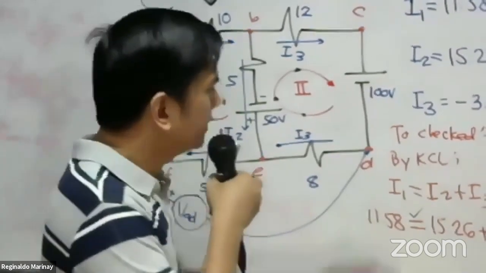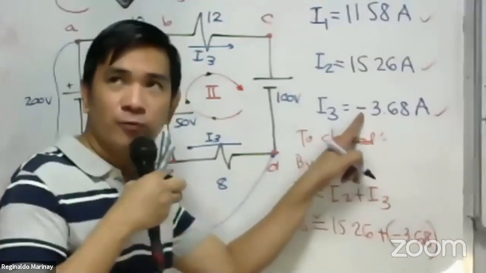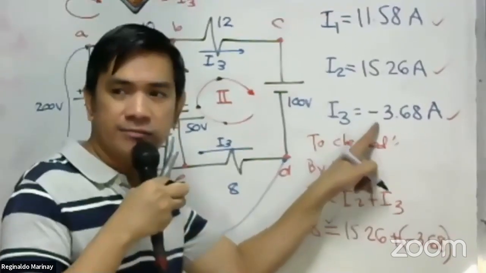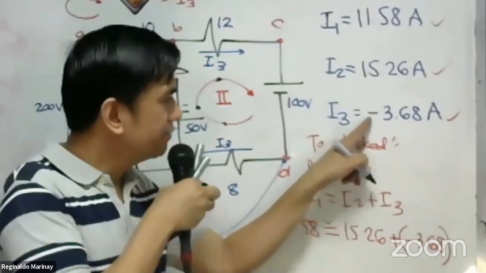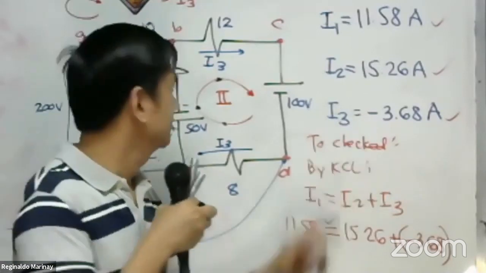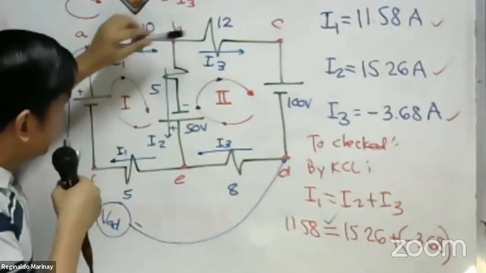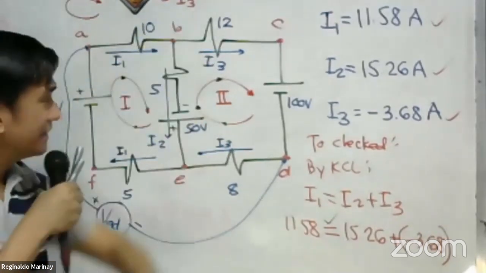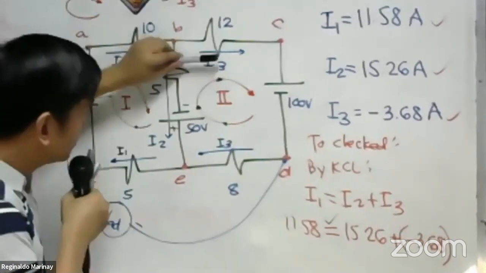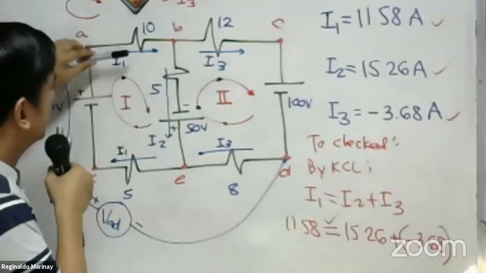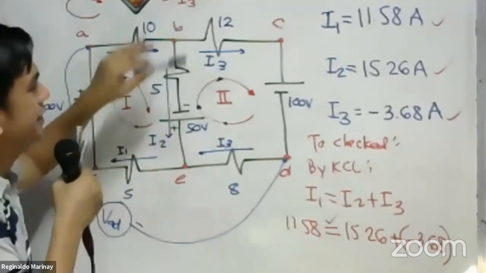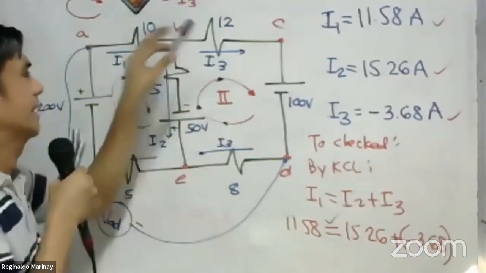Sir, by the way, what do you mean by negative current? What do you mean by negative, sir? Take a look. Actually, this is already given in the problem that the direction of I3 is going to the right. Okay, there is an assumed direction. Let's follow the assumed direction.